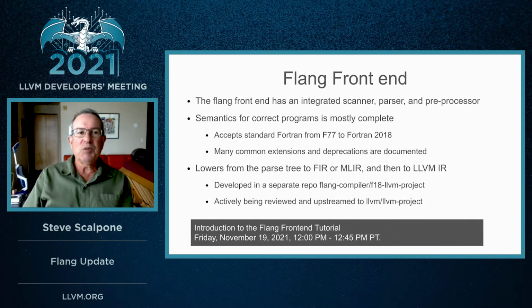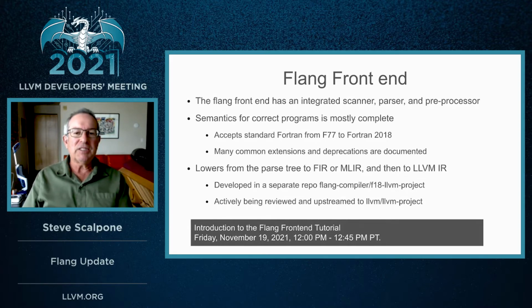The Flang front end is mostly complete. It has an integrated scanner, a parser, a preprocessor, does all the semantics, does everything from standard Fortran 77 to Fortran 2018. And there's even some talk about putting in some future proposed features that are in Fortran 2023. Most of the common extensions and deprecations are documented and implemented in their tests as well.